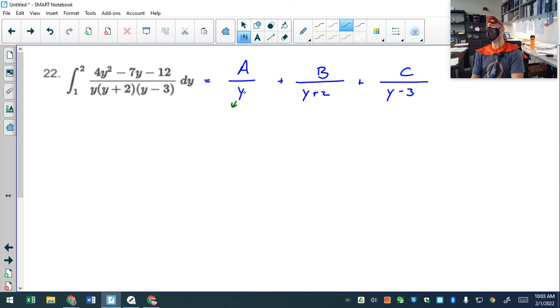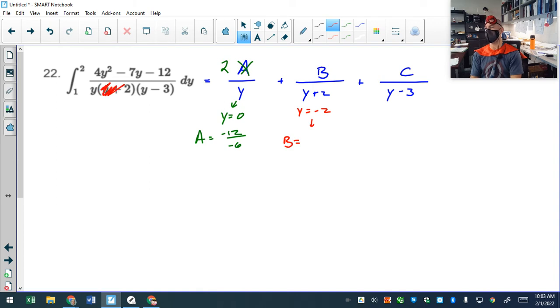Anyway, what makes Y equal to 0? It's not a trick question. It answers itself. 0. So I'm going to plug in 0 for every Y except for that one. So I'm going to get that out of the way. And 0 is a nice one because I'll be 0, 0, negative 12 over 2 times negative 3 is negative 6. And I now know that A is equal to 2. Good. Now I need to plug in negative 2 because that makes what's under my B 0. And so I will end up having a B of.